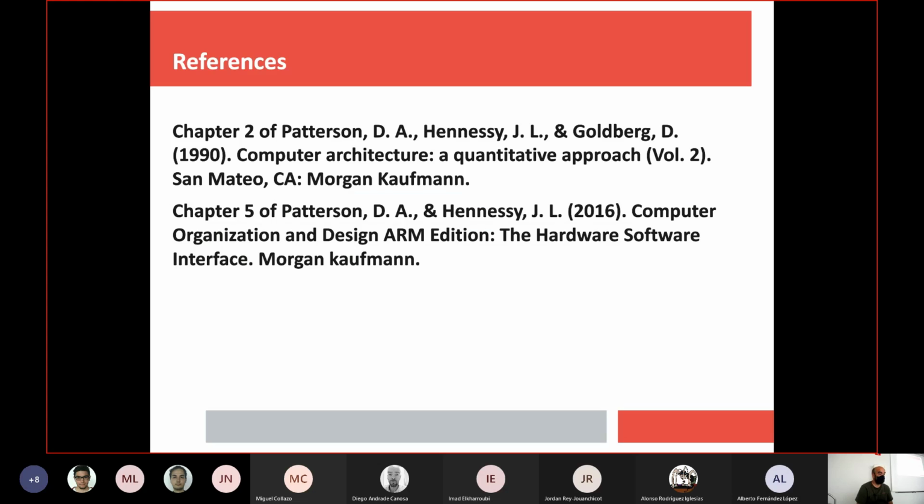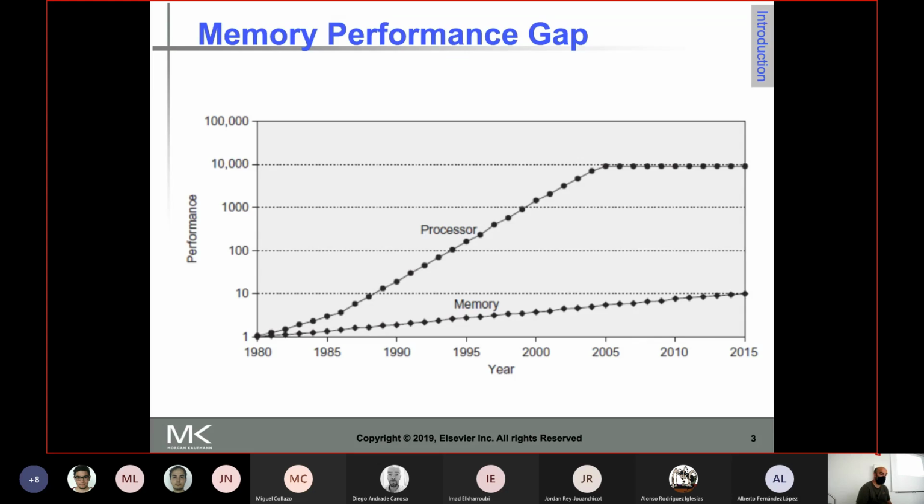So these are the books and the chapters of these books where you can find an extended version of the information that I'm giving you today. If you have interest, these books are available in any of the libraries, both in University of Santiago and University of A Coruña.